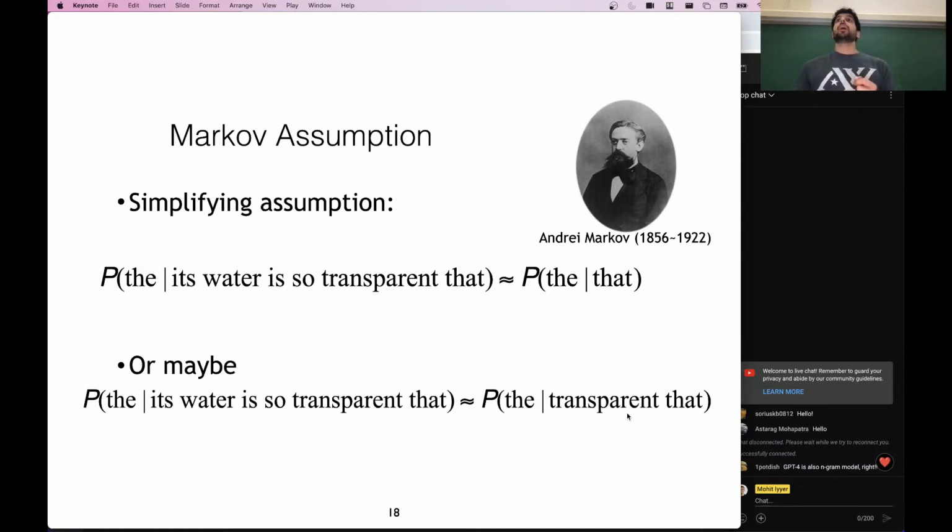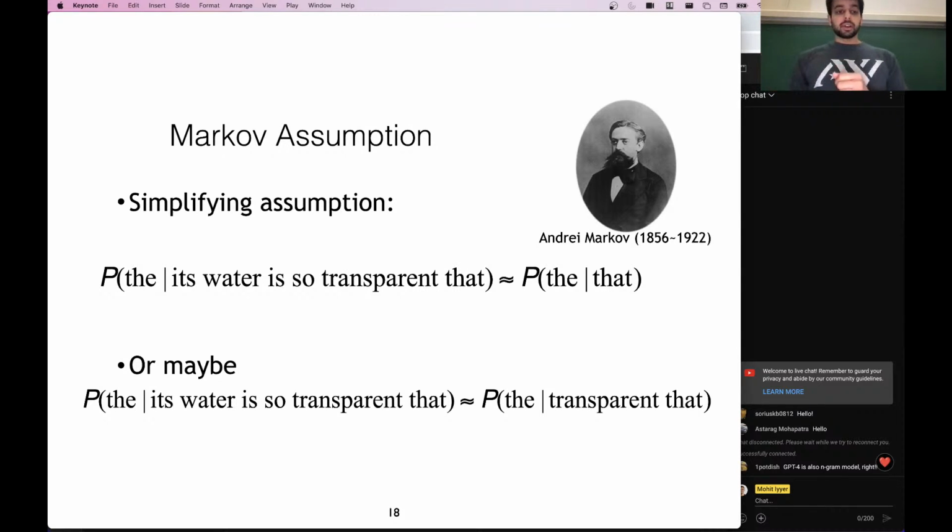So this here is a trigram model. We're considering 3-word phrases, right? where the previous two words were transparent that, and the current word is the. You always are using the last two words because these are the words closest to the target word.